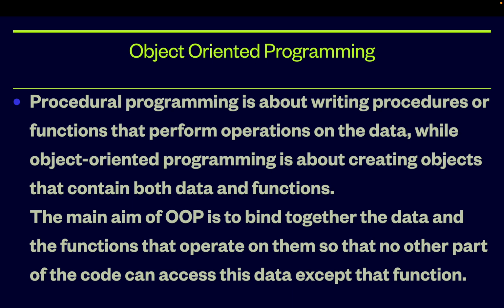So what is object-oriented programming? First of all, we have to see what is procedural. Only then can we understand what is object-oriented programming. Procedural programming is all about writing procedures or functions that perform operations on the data, while object-oriented programming is all about creating objects that contain both data and functions. The main aim of object-oriented programming is to bind the data and the functions that operate on them together, so that no other part of the code can access this. So these are the main differences between object-oriented programming and procedural programming.